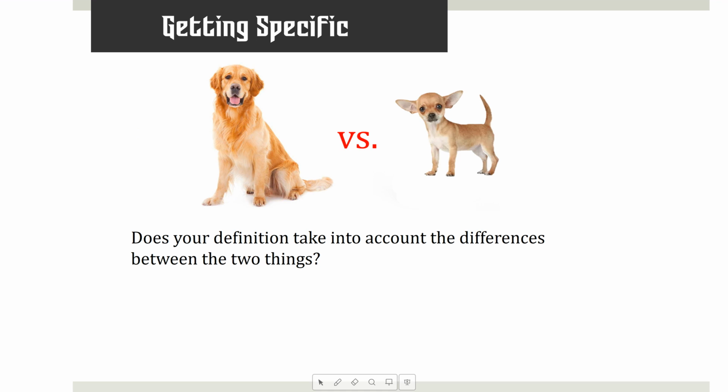Did your definition just define a dog, or did you make a distinction between a dog and a golden retriever? Did you define a golden retriever, or did you define a dog? If you just defined a dog, then it should take both of those into account. If you defined a golden retriever, then it should exclude the chihuahua on the right-hand side. It depends on what you're defining.